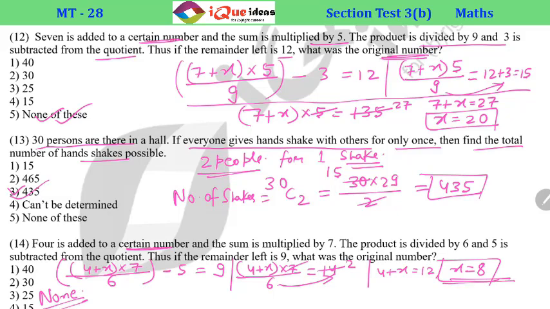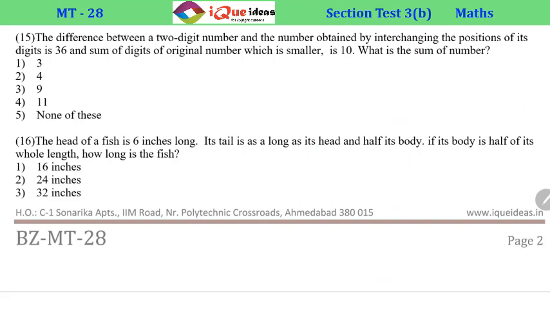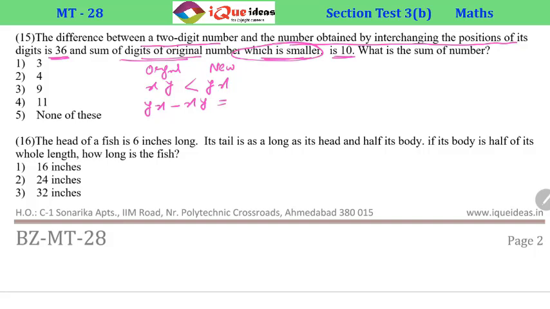Alright, now let's take up the next one. This question says the difference between a 2-digit number and the number obtained by interchanging the positions of its digits is 36. And the sum of digits of the original number, which is smaller, is 10. So if the original number is xy, the new number is yx, and the original number is smaller. So that means the difference has to be taken as yx minus xy, and that is given as 36.